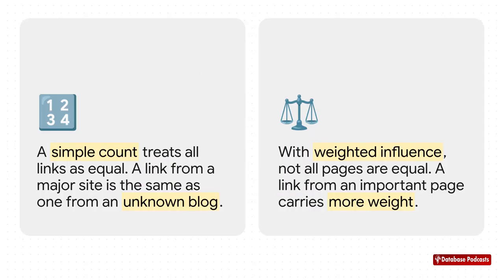So this really highlights two totally different ways of looking at the problem. On one hand, you have a simple count, which treats every single link as an equal vote, no matter where it comes from. But on the other hand, you have this much smarter approach, weighted influence. The core idea here is that not all connections are created equal. You know, a recommendation from an expert is worth way, way more than one from a total stranger.